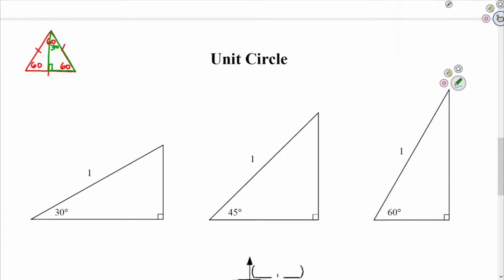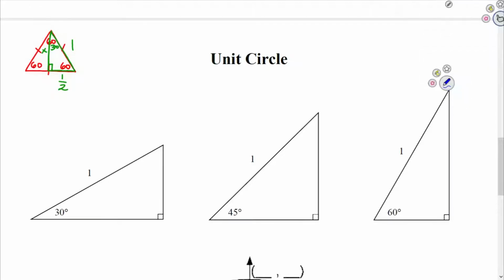Okay. Now, on the unit circle, our radius is going to be 1. And that'll show up with a hypotenuse of 1. And then this shorter leg over here is, well, let me go back. It is an equilateral triangle, so this length is also 1, and I've cut it in half, so this is 1/2.